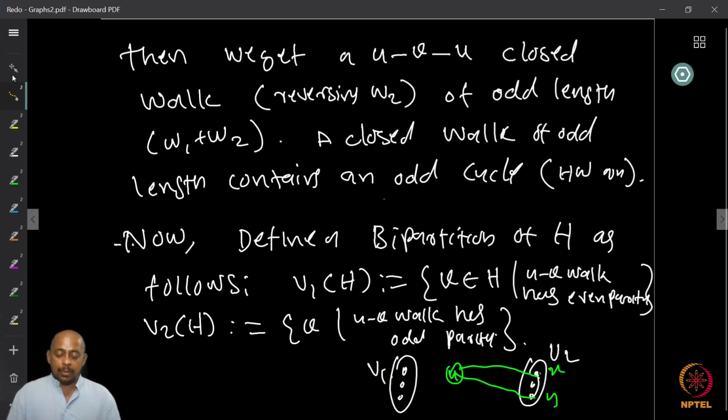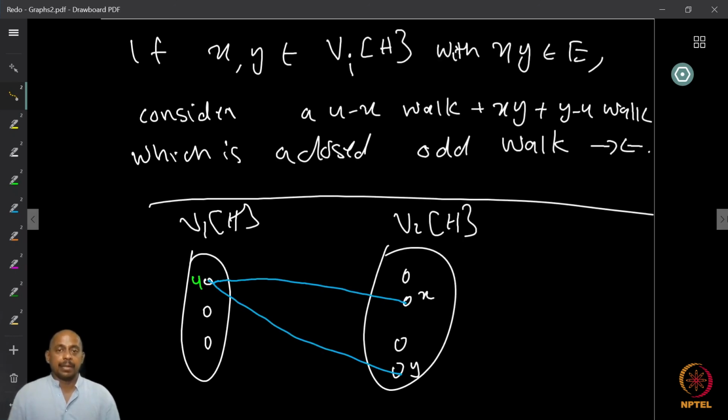Similarly, if Ux is even, then Uy is also even, because I collected all the vertices with the same parity into V1 and V2. Therefore, even plus 1 is again odd. So I again get an odd cycle. Therefore, V1 of H and V2 of H must be independent. They are both independent sets, and therefore it's a bipartition.